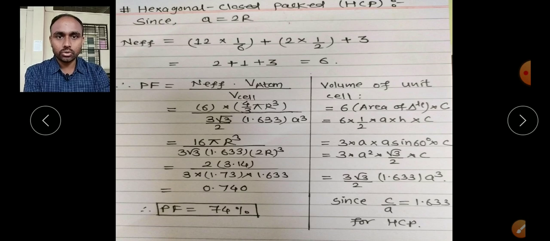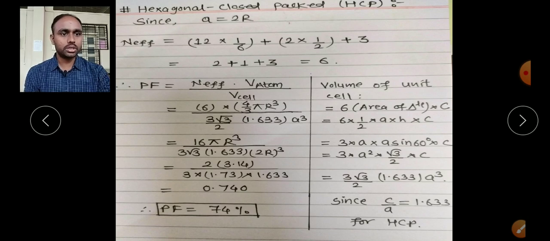3 root 3 by 2 and yes again here C by A ratio, this is the standard value for a hexagonal closed packed structure or hexagonal unit cell. C to A ratio, that means one side is C and A is the other side. So, C by A ratio is 1.633, you can check from Wikipedia or Google anything, it is 1.633 C by A ratio for hexagonal closed packed structure.